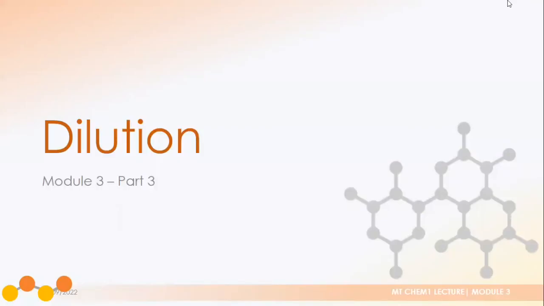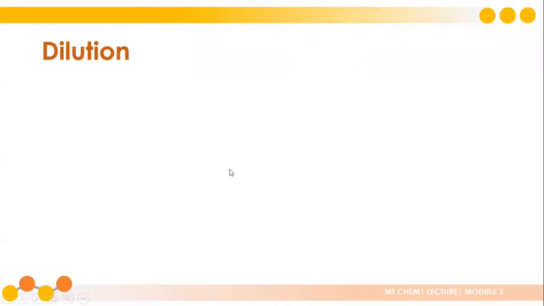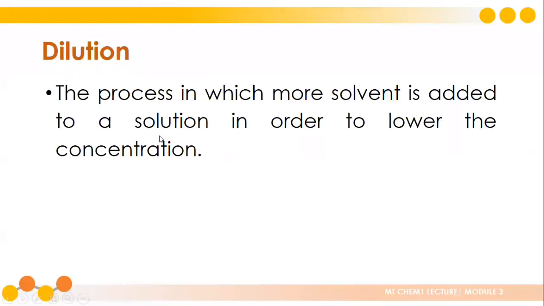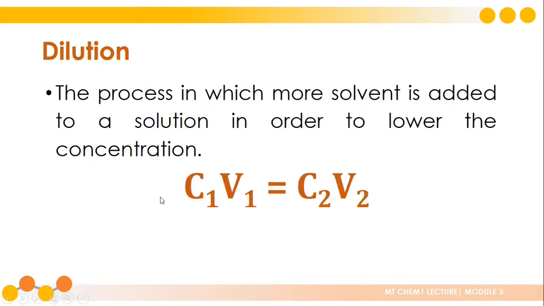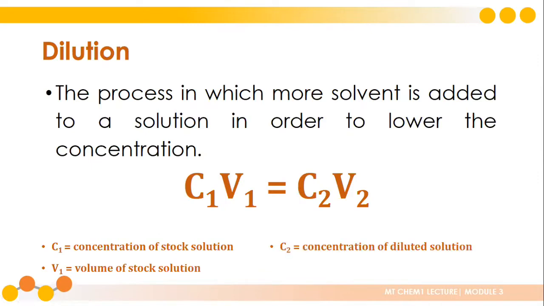Let's now proceed with the final part of our discussion for the part 3 of module 3, which is about dilution. Dilution may also talk about the concentration of a solution. So this is the process in which more solvent is added to a solution in order to lower the concentration of our given substance. So for this one, we will be using the formula C1V1 is equals to C2V2, wherein C1 is the concentration of the stock solution, V1 is the volume of the stock solution, C2 is the concentration of the diluted solution, and V2 is the volume of the diluted solution or the new solution.